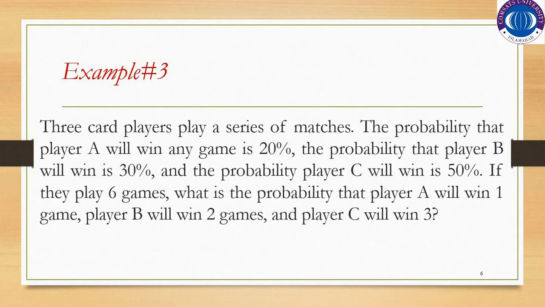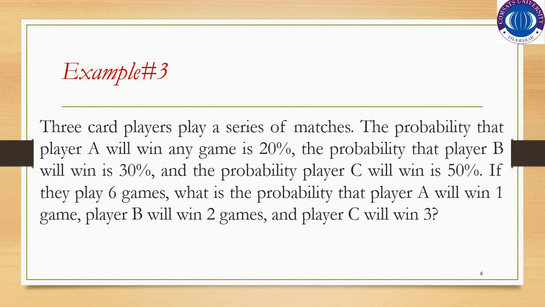Example number 3. Three card players play a series of matches. The probability that player A will win any game is 20%. The probability that player B will win is 30%. And the probability that player C will win is 50%. If they play 6 games, what is the probability that player A will win 1 game, player B will win 2 games, and player C will win 3 games?